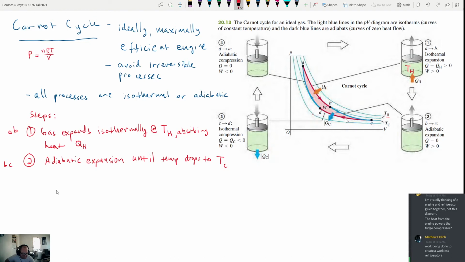So you can't have finite temperature differences when there is heat transfer. But if there's no heat transfer, then we call that a reversible process. So the point is we want to make all of these reversible. And the claim is that adiabatic expansion, as long as the temperature can change, but as long as no heat comes in, we're going to call that reversible.